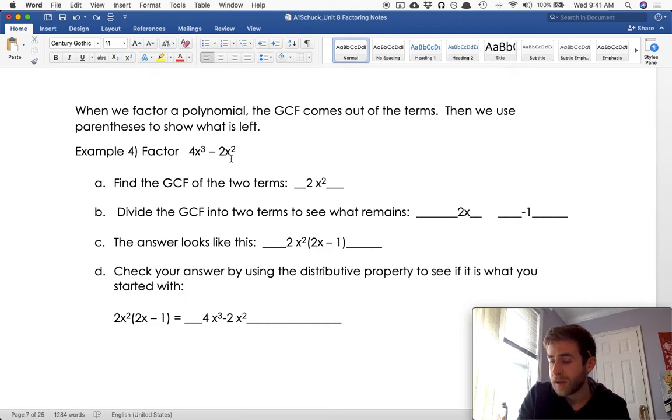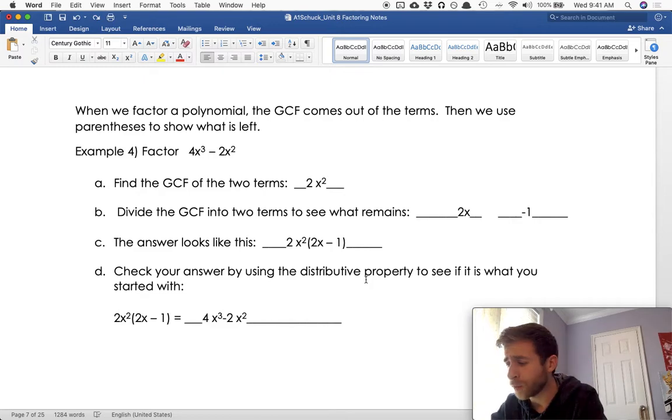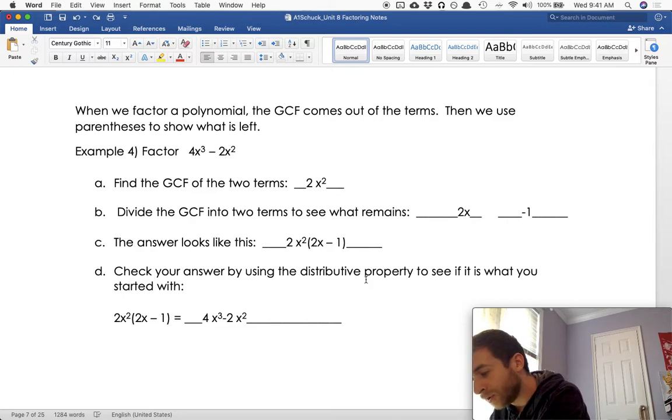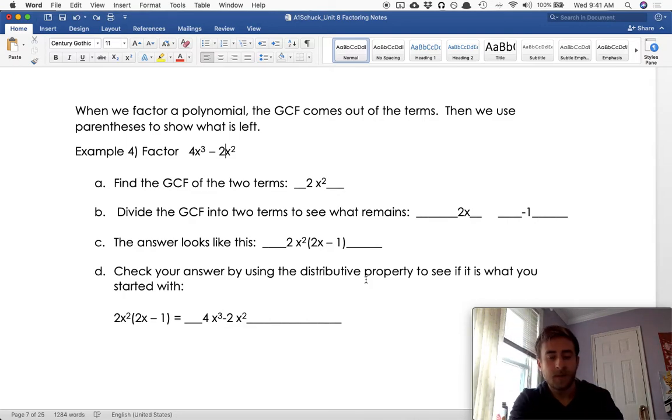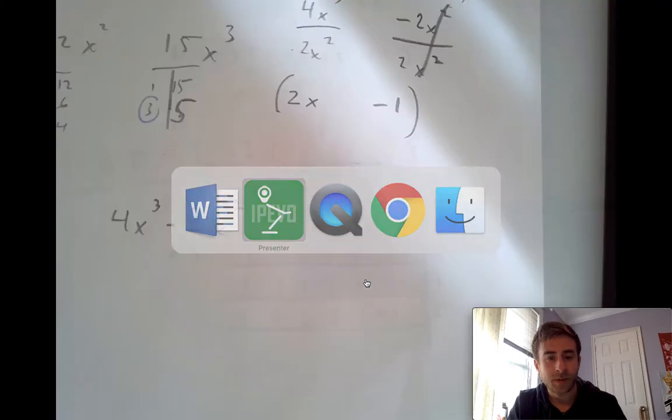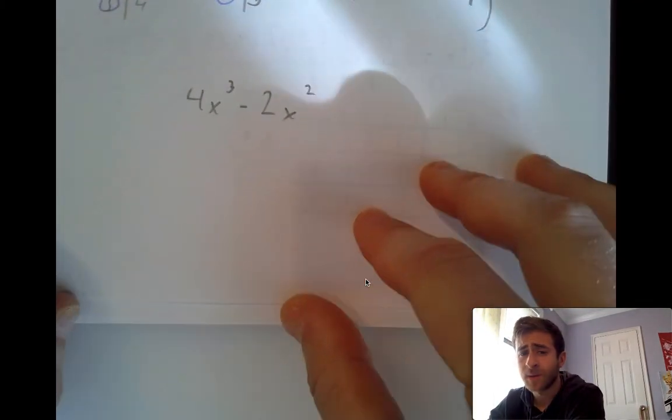This is showing that we got the right answer, because when we distribute back, we got what we started with. I like thinking of this in a different way. Following these steps will work, but here's how I like to do it, and I'll just show you that before we move on to more practice problems. Okay, I'm going to rewrite the original question: 4x cubed minus 2x squared. Let's jump to it.